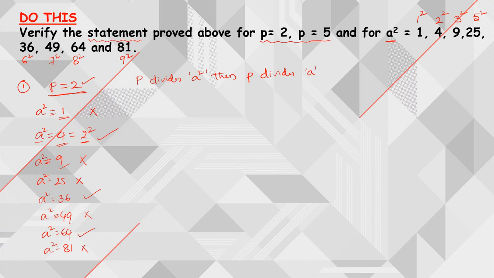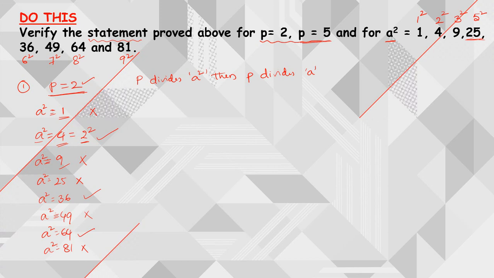Next, moving on to 5. If p is 5, then you try to solve with the same process, right? The only one that will be divisible is 25. Remaining all will not satisfy, because you already know the factorization process of 5, right?